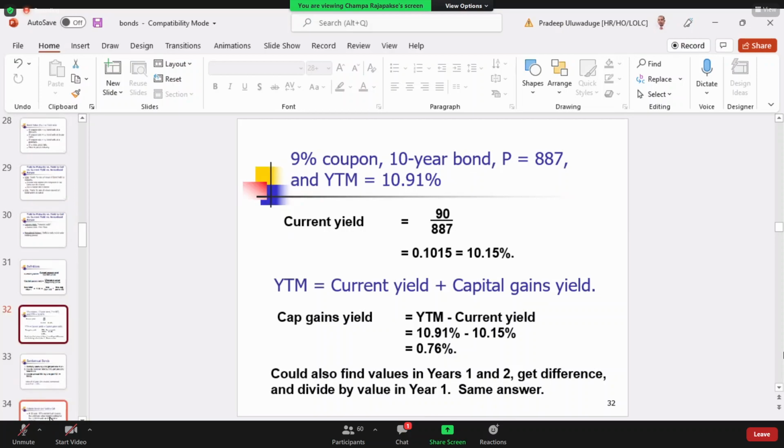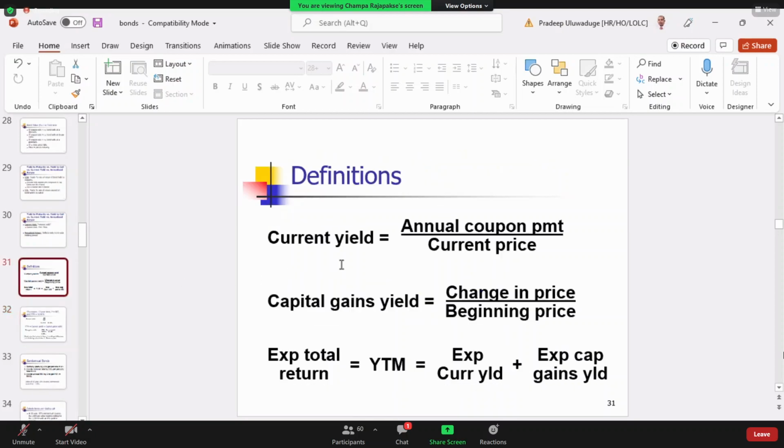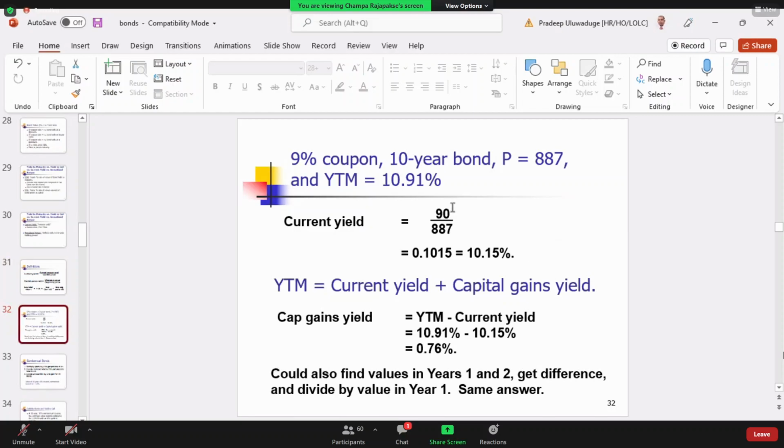9% coupon, 10-year bond, price is 887. YTM we calculated as 10.91. So what will be the current yield? Let's look at the definition. Current yield is calculated as annual coupon payment divided by current price.